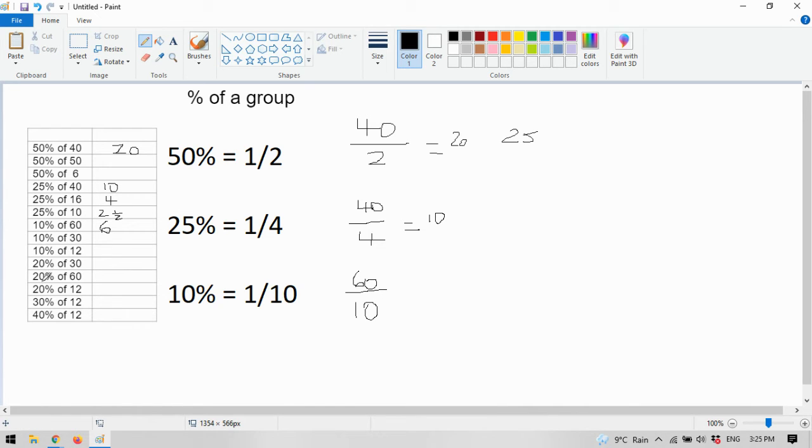So if we want to work out what 20% of it is, 20% is 2 times as much as 10%. So that means we're going to times our answer by 2 at the end. So if we want 20% of 60, we do our first step, 60 divided by 10. That gives us 10%. And because we want 20%, we're going to double it. So we went 60 divided by 10, that makes 6, times that by 2, and you get 12.